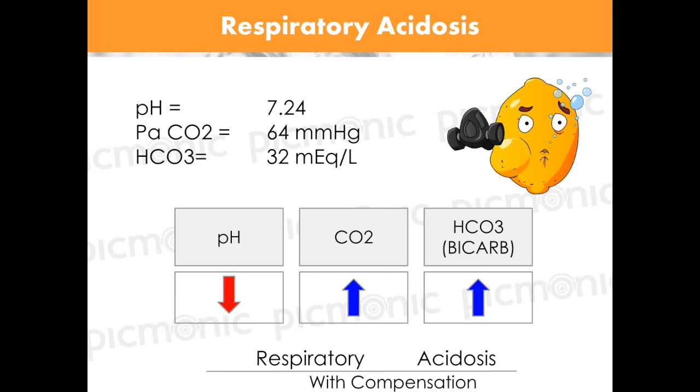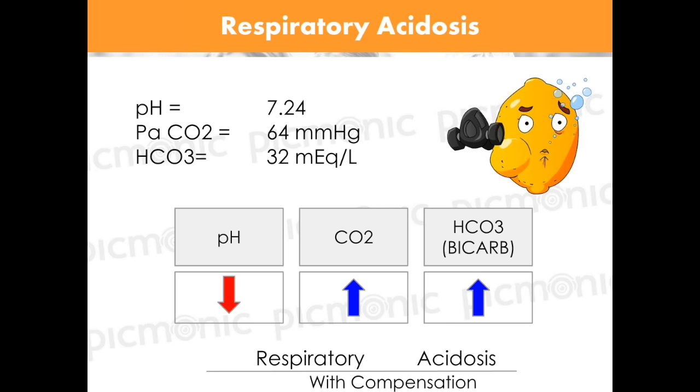pH 7.24, acidosis. CO2 high, opposite of pH. Definitely respiratory acidosis. But how do I know compensation? The easy way: how do I immediately know it's compensated? Bicarb's out of normal range. It's increased, right? Done. Does that make sense immediately, right away?